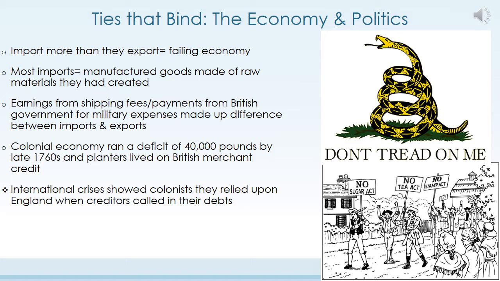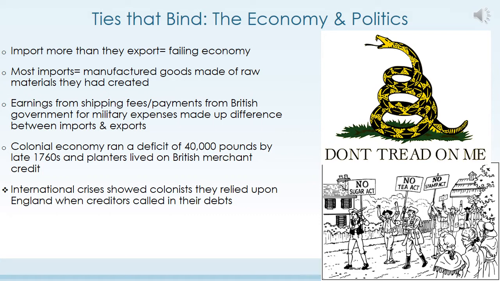But despite this fact, the colonial economy ran a deficit of about £40,000 by the late 1760s, and a lot of the wealthiest planters in these colonies lived on credit, and the credit would constantly be extended by the British merchants because they really thrived in this system of mercantilism.